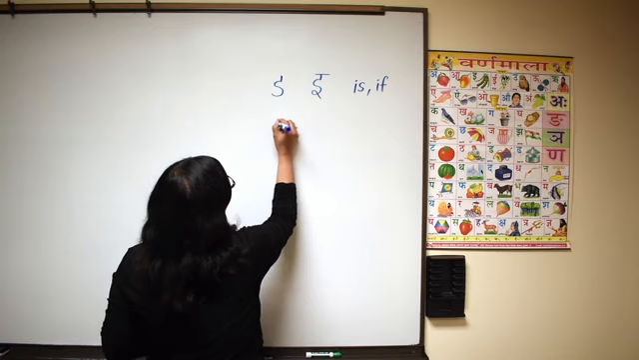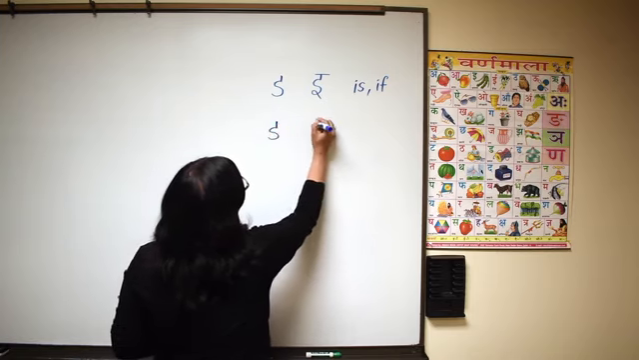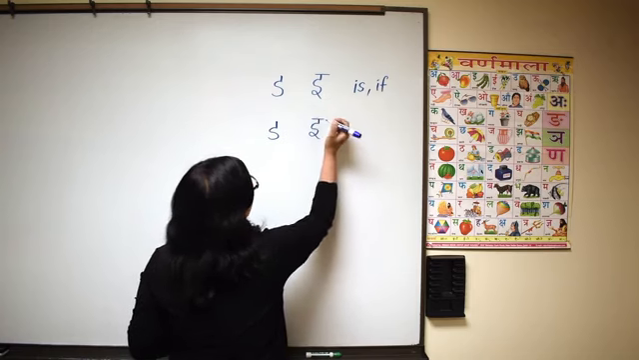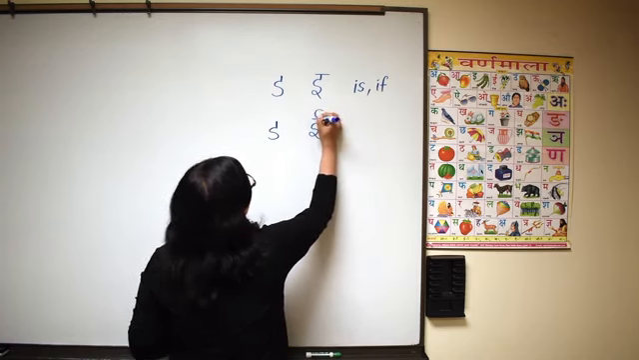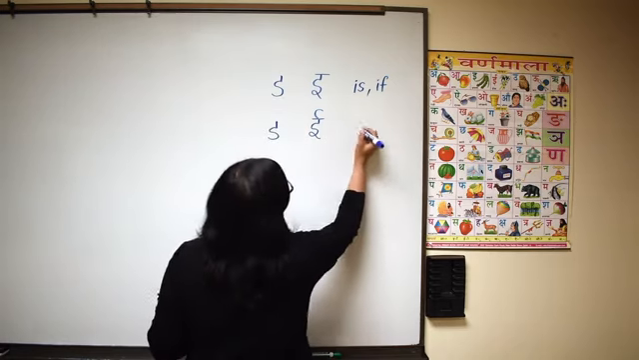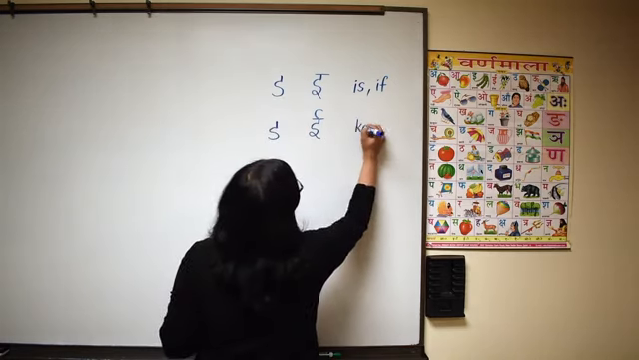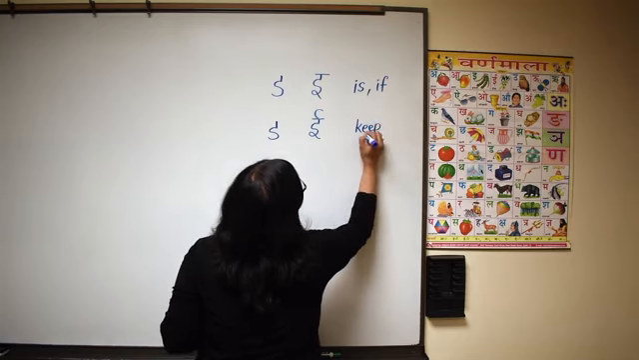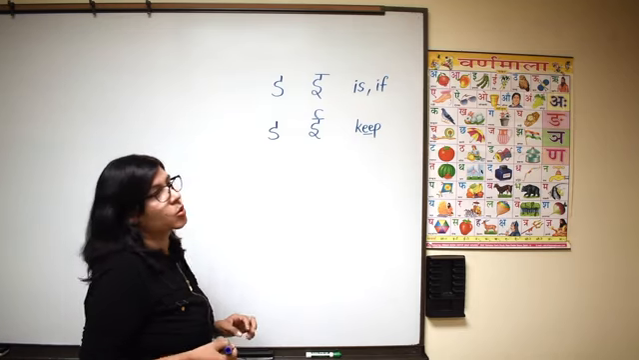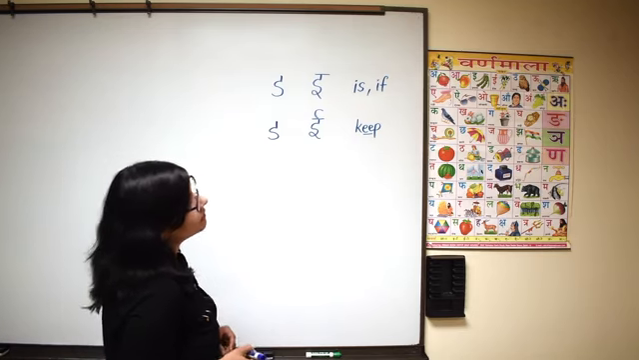After that, we have the longer version of that. So that will be E. Okay, so it has this little mark on top to note that this is the longer version. Okay, so that sounds like E as in keep, okay, or sleep, like that.